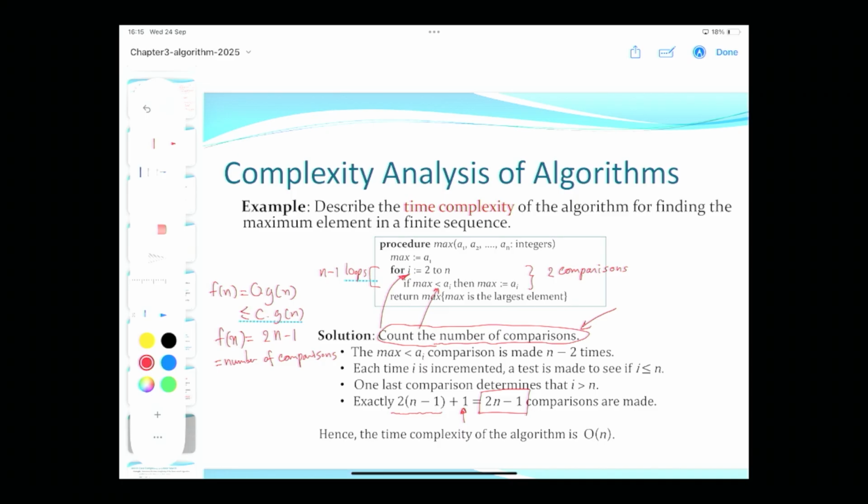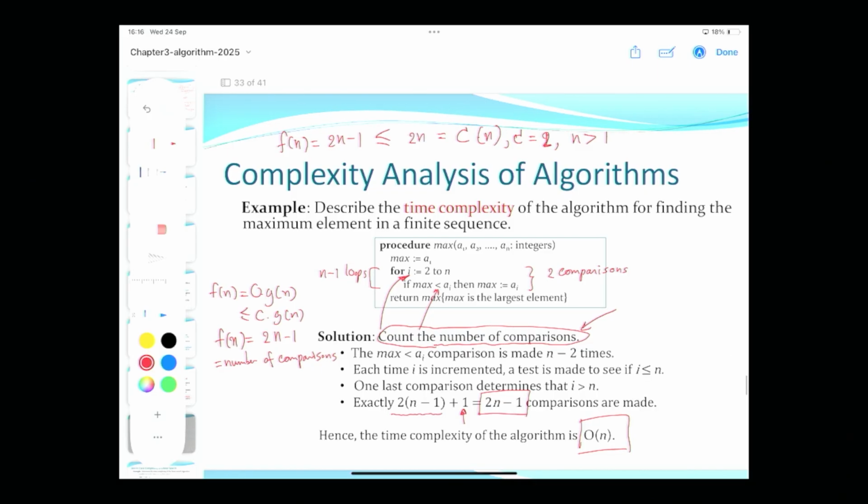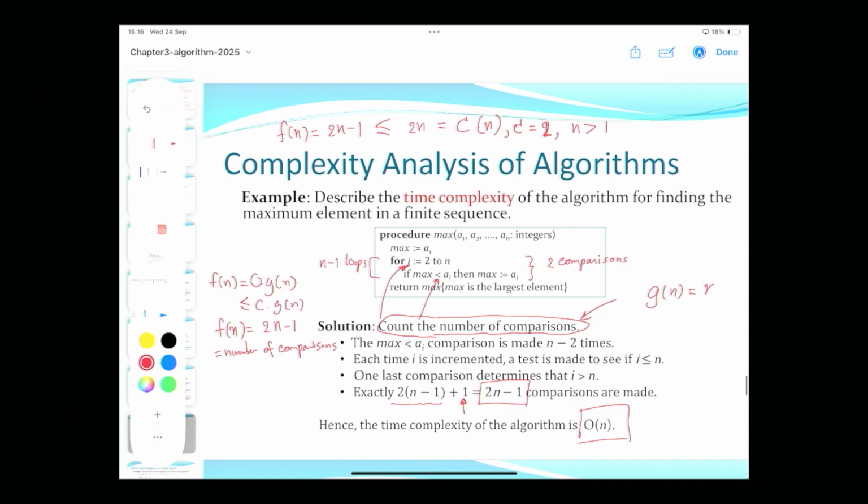What is g(n)? g(n) is just n, right? When f(n) is equal to 2n minus 1, we can approximate it to be c times n, a constant, where c is 2 there, and n is greater than 1. So g(n) is n. Linear complexity.